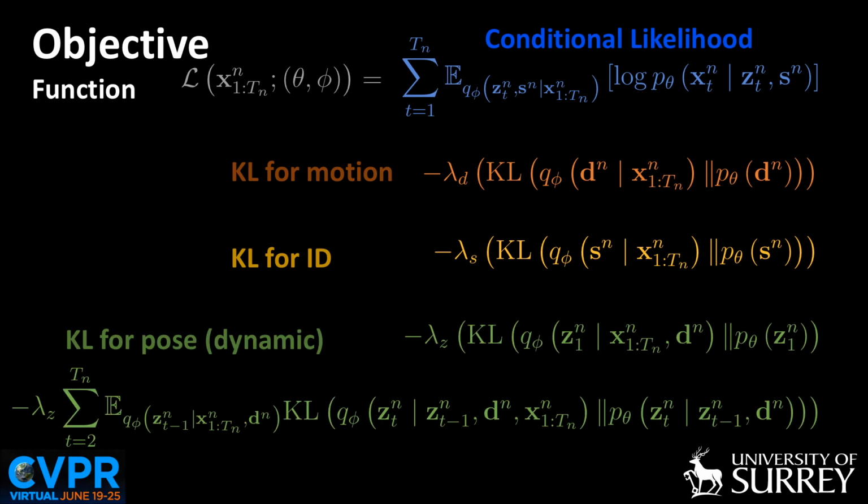And the fourth term represents the divergence between the first pose Zn1 conditioned on the input frames and the motion Dn and the prior for the first pose, as well as the sum of recurrent divergences between the conditional pose at each time step Znt and a conditional dynamic prior for each time step which itself depends on the pose at the previous time step and on the motion Dn.